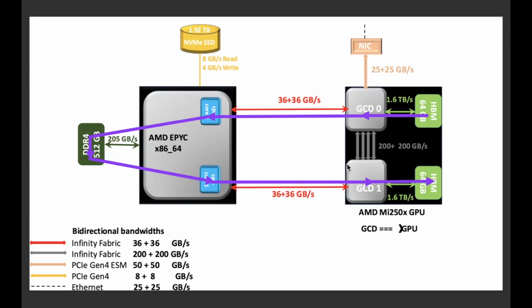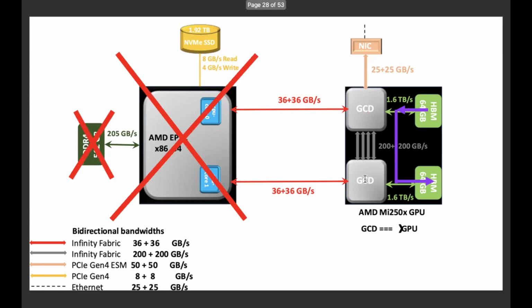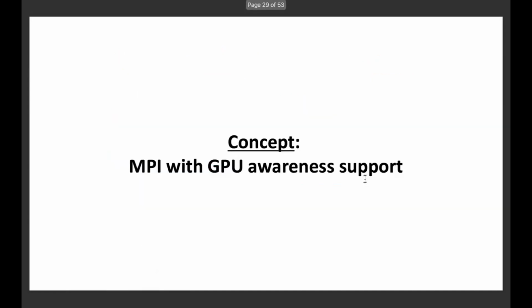That's basically the traditional way. But what we actually want in terms of optimizing is that the data can be transferred from the GPU directly to the GPU. We don't want to go through all this path and go back and forth. So that's the basic idea behind the GPU-aware MPI that I'm going to present in this section.